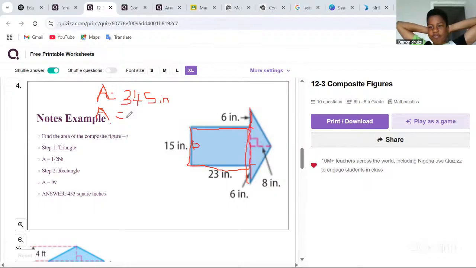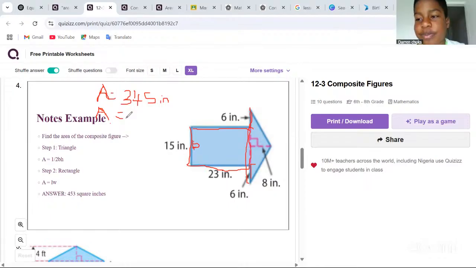Yeah. Very good, correct. So once you add both up, you'll be getting 453 what? Square inches. Absolutely correct. You can see that finding the area of composite shapes or irregular shapes is very, very easy, right?